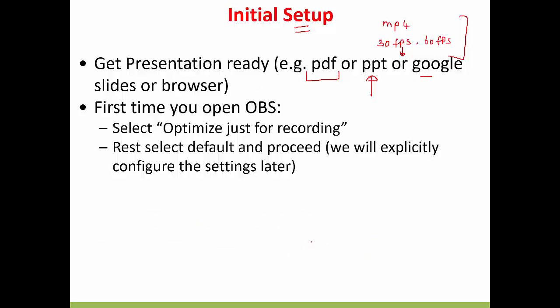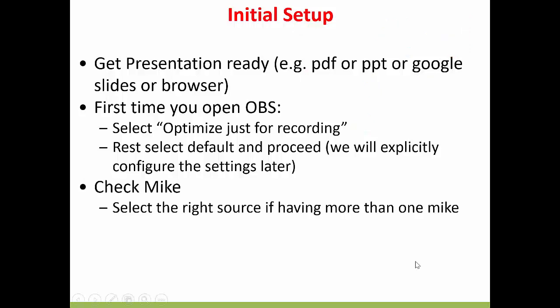First time you open OBS, it gives you a bunch of options. It will say, should it optimize for streaming or should it optimize for recording? You should select optimize for recording because that is what we will do. Rest you can just select default and proceed. We don't really need to bother here because we are going to explicitly configure the settings as we will see now.